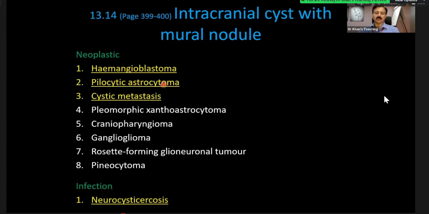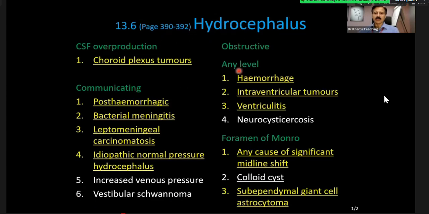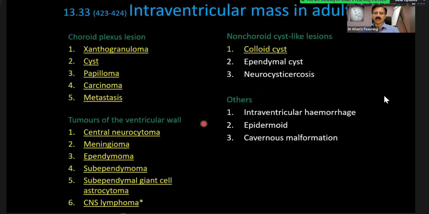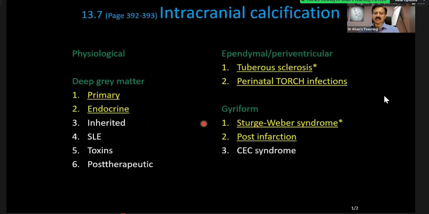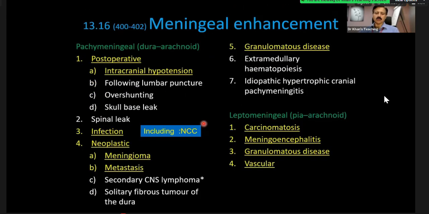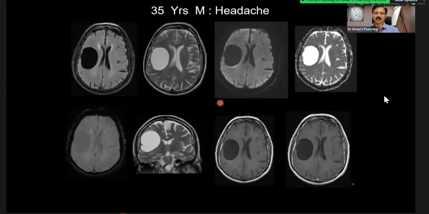Tumors, pilocytic astrocytoma, etc. It can cause hydrocephalus, of course, because it is in the ventricles. It can present as abscess. It can present as calcification. It can also cause meningeal enhancement. So many things it can show you.